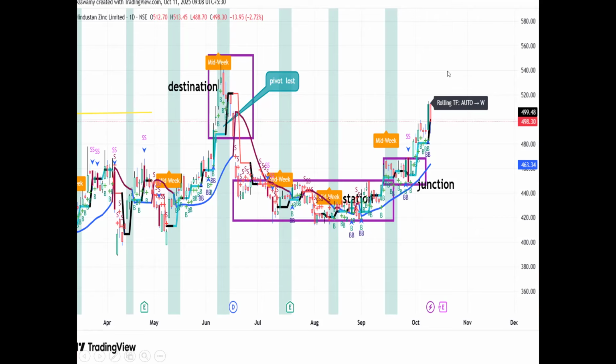If it has to move higher, it may reroute. Already it has rerouted here. And if it reroutes and holds these pivots, or it can even come down to the junction point, and then it may pick up. So that's how it is. You can also select stocks for your swing trade, and also for your investment. You can do that.